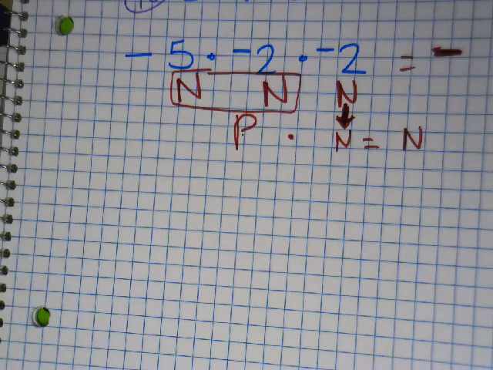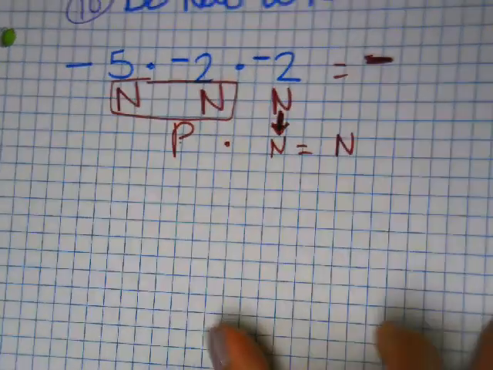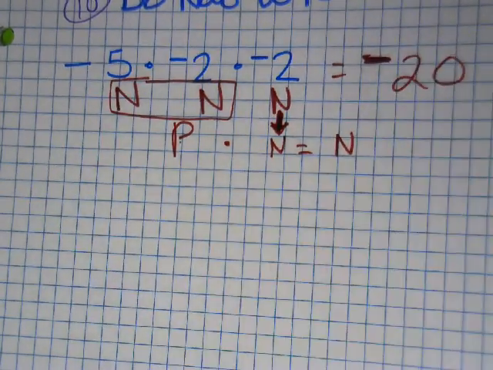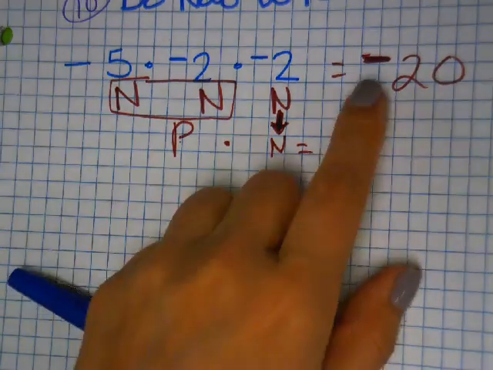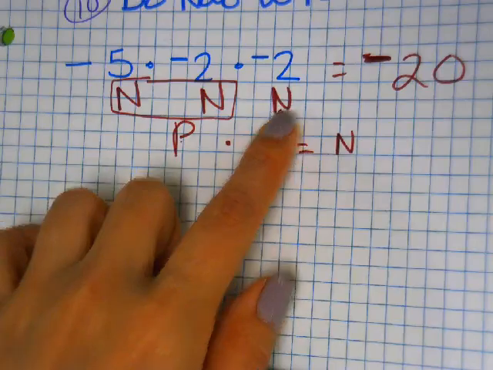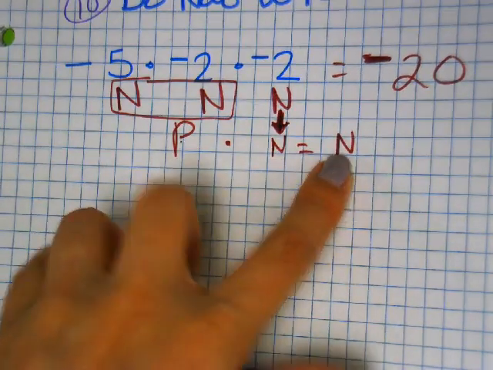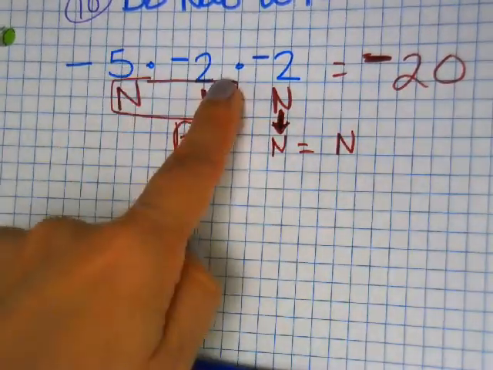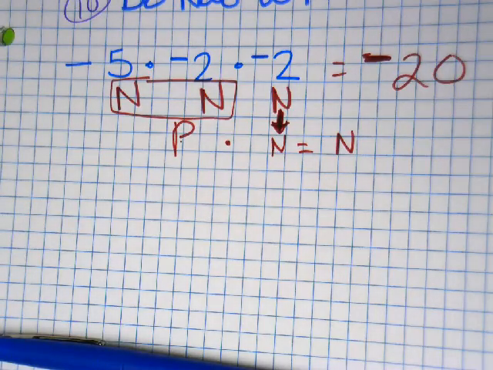So what's 5 times 2? 10. Times 2? 20. Negative 20. So, where did I get the negative from? From here. These two make a positive. I still have this one, so they're different. Negative. How did I get 20? 5 times 2 times 2. Then you just look at the numbers. Don't worry about the negatives.